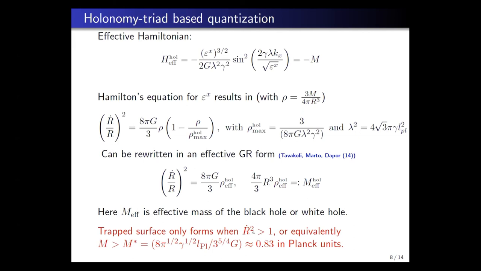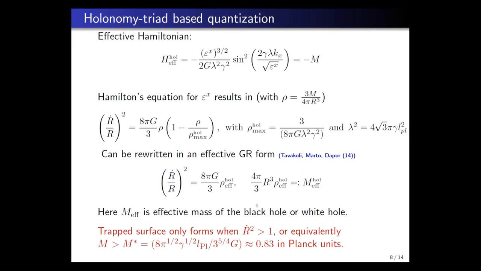One can show that from the previous analysis. And in this case, you can show analytically that what it actually means is that the trapped surface will only form when the mass of the cloud is greater than m star, where m star turns out to be this expression, which is equal to 0.83 in Planck units. So if you have a mass of the cloud which is less than 0.83 in Planck units, the trapped surface will not form. The cloud will just collapse, bounce, and then radiate out without formation of any trapped surface. But if you have a mass which is greater than m star, then the trapped surface will certainly form, and then we can see numerically what will happen afterwards.